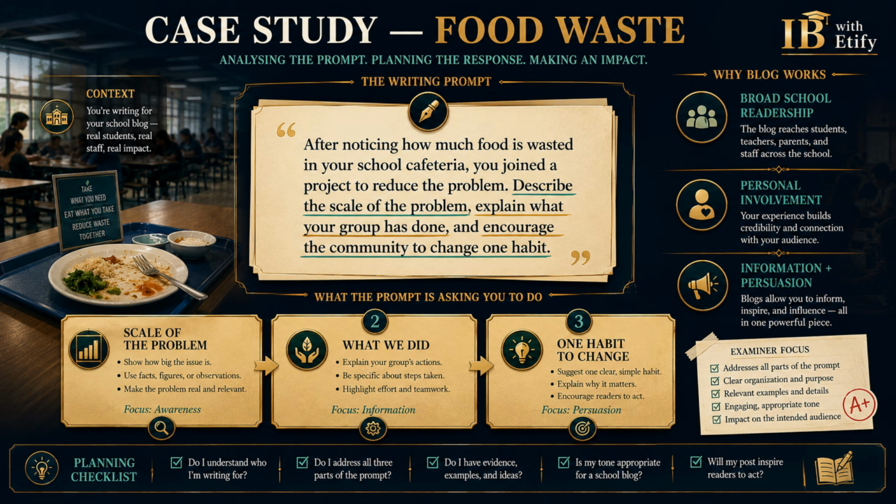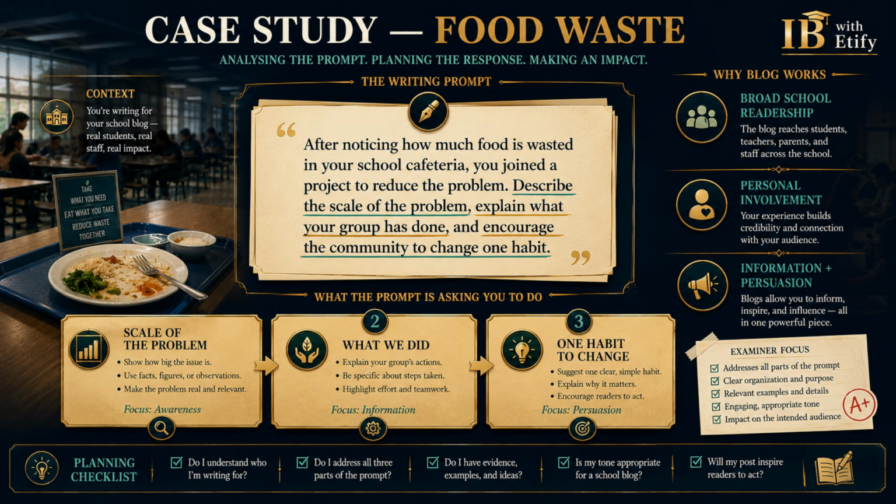Begin with context, audience, and purpose. The context is a student food waste project. The audience is the wider school community. The purposes are to inform, explain, and persuade. A blog is highly appropriate because the writer is sharing an experience and ideas with a broad community readership and wants readers to respond personally.